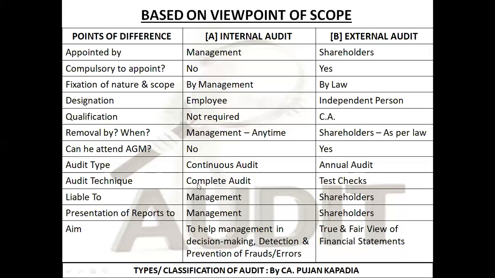So in case of internal audit, each and every transaction is audited, that is, there is a complete audit. But in case of external audit, there are test checks, that is, only sampling basis transactions are being checked. Liable to: the internal auditor is liable to the management. Why? Because management has done his appointment, so he is liable or answerable to the management. And here the appointment was done by the shareholders, so he is liable to the shareholders.